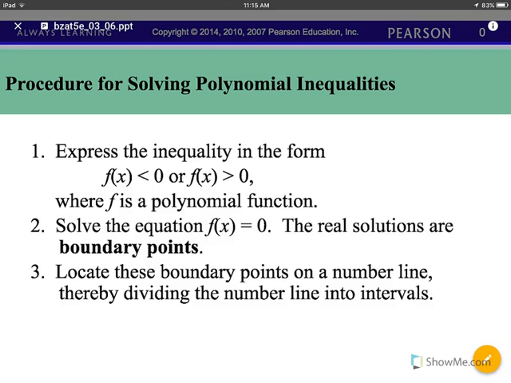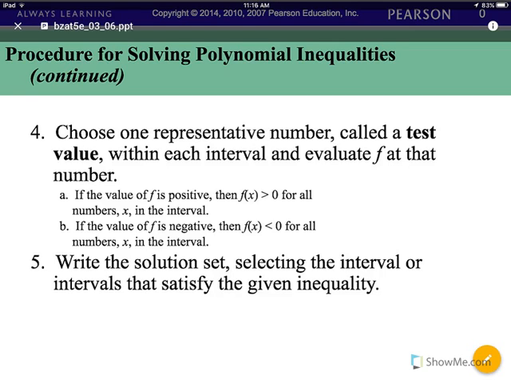Now, just as in section 3.5 there were steps to graphing rational functions, for 3.6 there's a procedure for solving polynomial inequalities. It consists of 5 steps, with the first one being express the inequality in the form f of x is less than 0 or f of x is greater than 0. Then you solve the equation f of x equals 0, where the real solutions are the boundary points. Then you draw a number line and locate the boundary points on the number line, dividing it into intervals. So you write it in interval notation after you find it on the line.